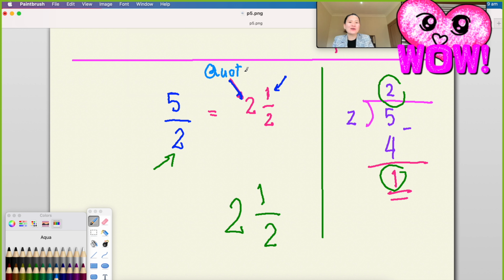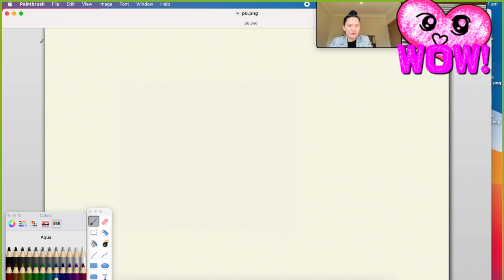Hey Grace, how do you pronounce this one? Quotient. And this one is our remainder. Yeah, and this one is our denominator. This is how you put them together from the improper fraction to mixed number.